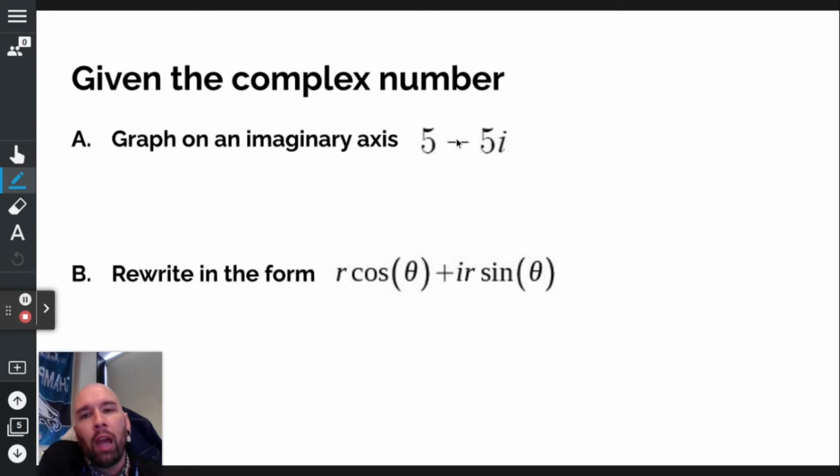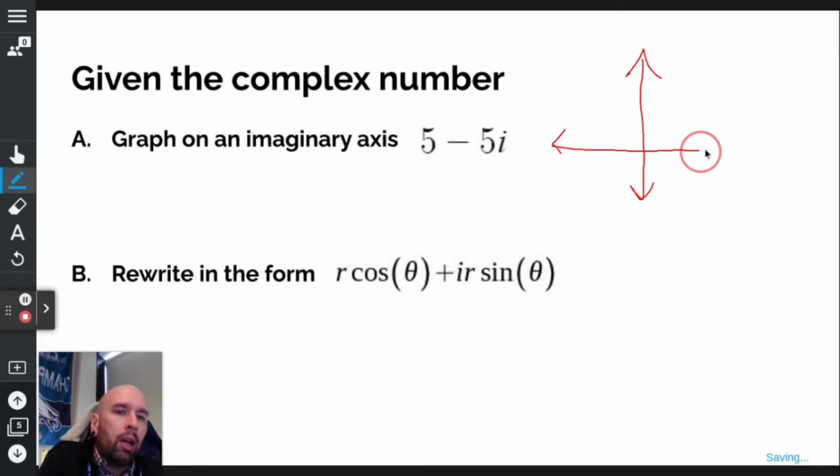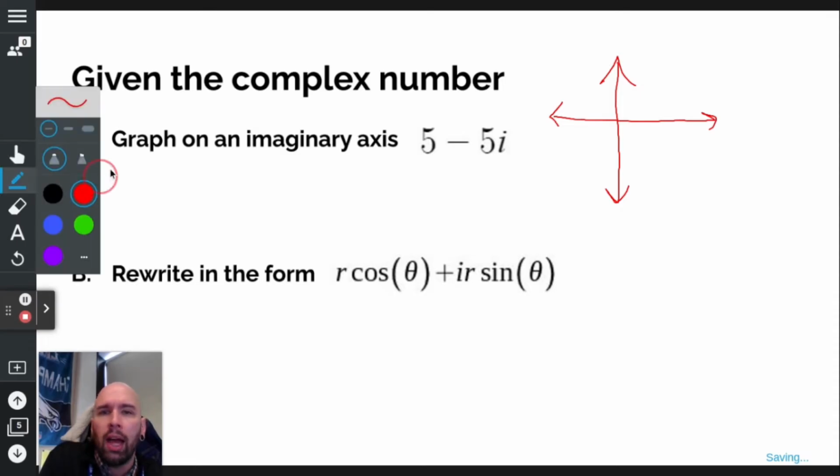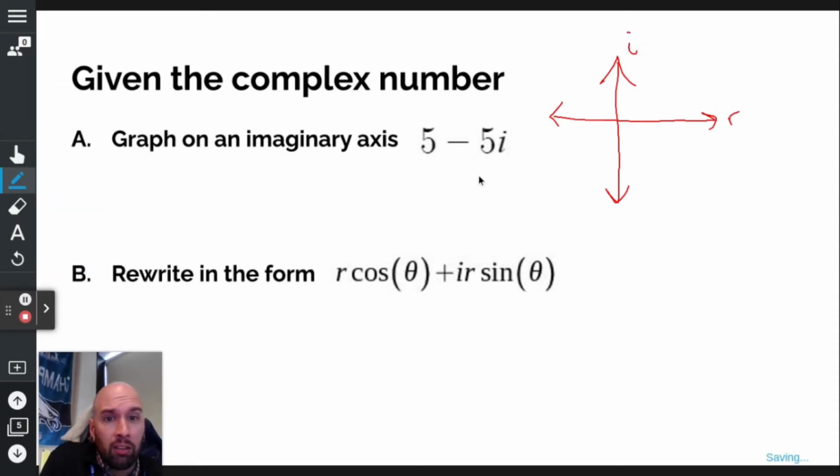Given the complex number, graph on an imaginary axis. All right, if I remember what an imaginary axis looks like, let me scooch this up, because I know exactly where this is going to live. This is my real axis right here. This is my imaginary axis right here. The real number is 5, so 1, 2, 3, 4, 5. The imaginary number is -5, so 1, 2, 3, 4, 5 in the negative area, and we get a dot right there.